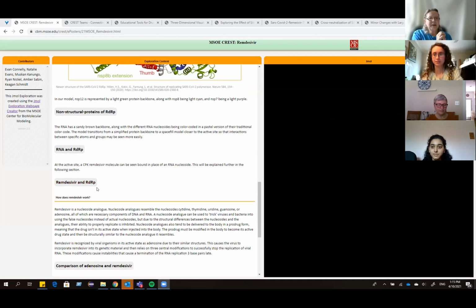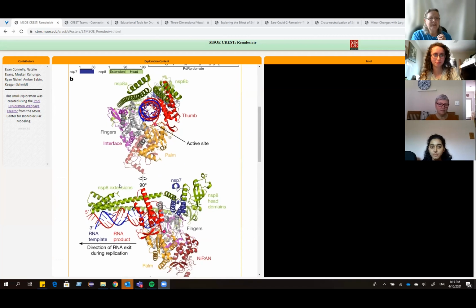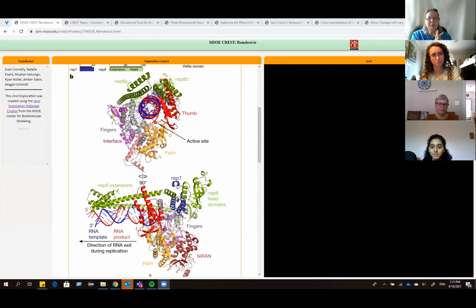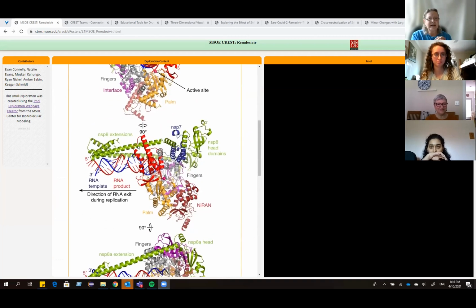Well, I looked at the image on your e-poster, and I really wanted to see on the model where the thumb and the fingers and the palm are. I know a lot of RNA polymerases are described that way, and I would love to see that in the model itself. But if you want to show what you're going to show, that's fine.